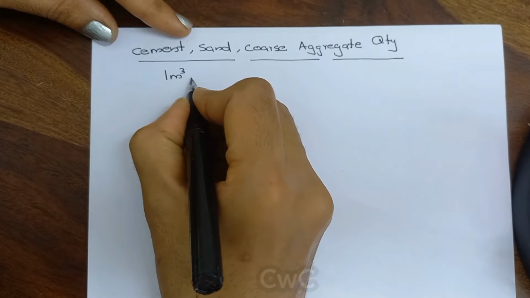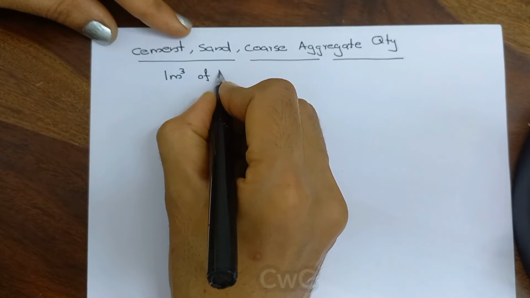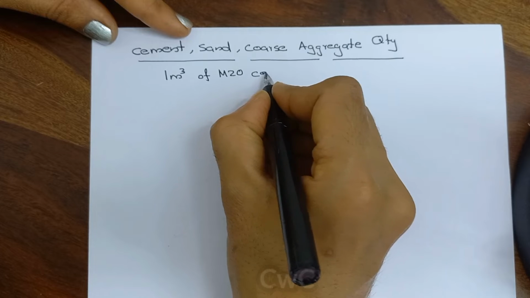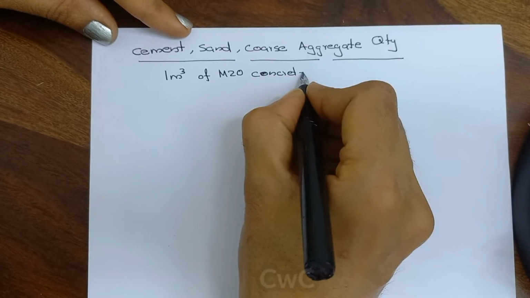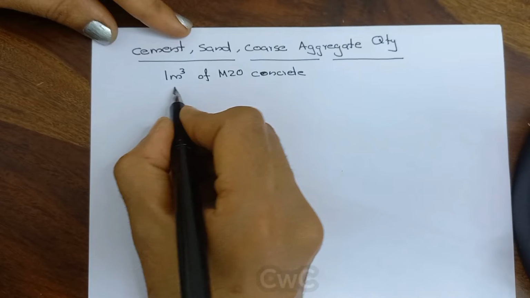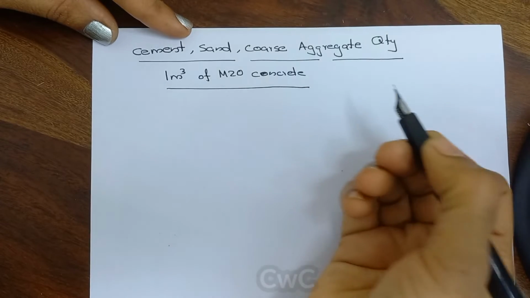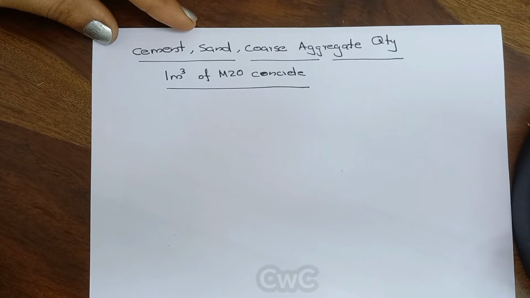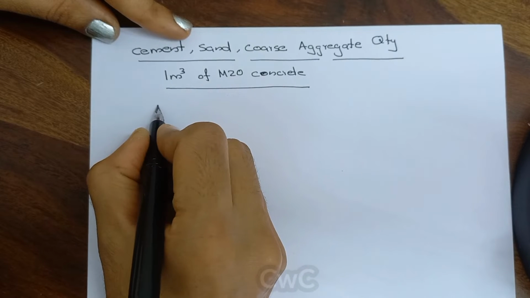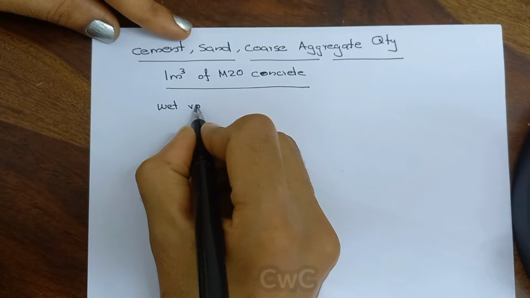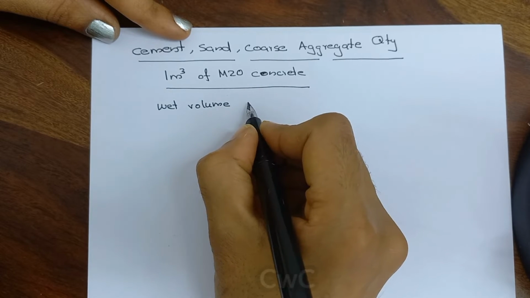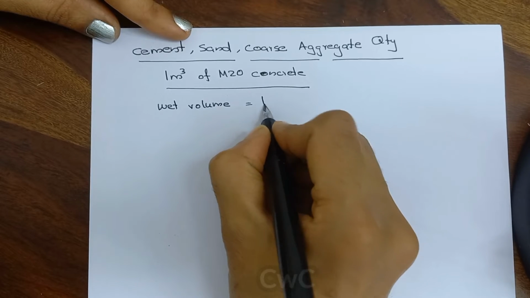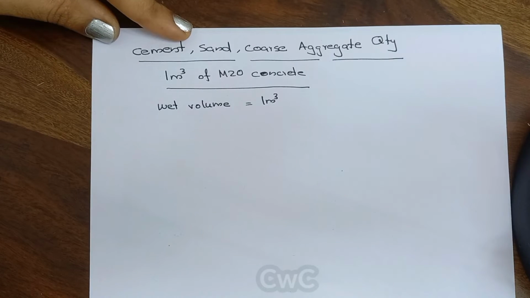Suppose we have to find the quantity of ingredients required for 1 meter cube of M20 concrete. So here we have two inputs given. One is volume of the concrete and another is the grade of concrete. Here the volume mentioned is the wet volume. Wet volume means the volume of the concrete when we mix all the dry ingredients and water together. So from this wet volume we have to find out the dry volume.